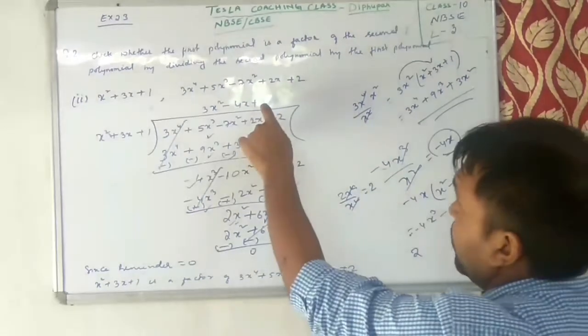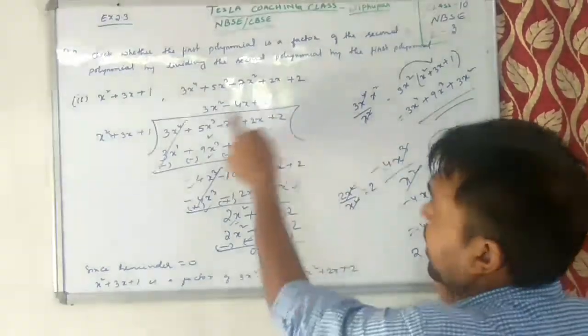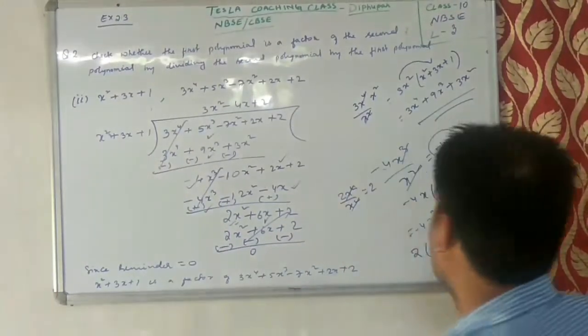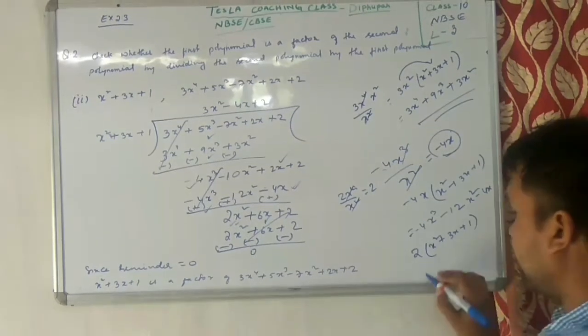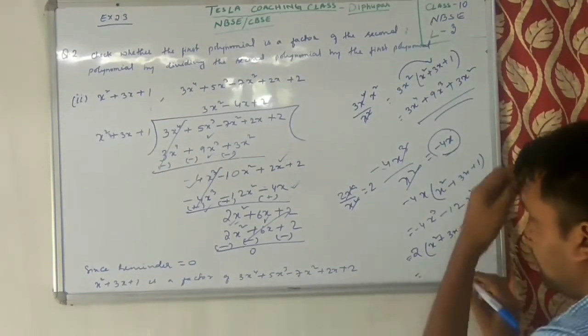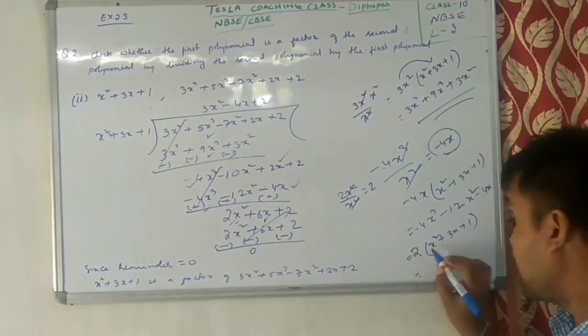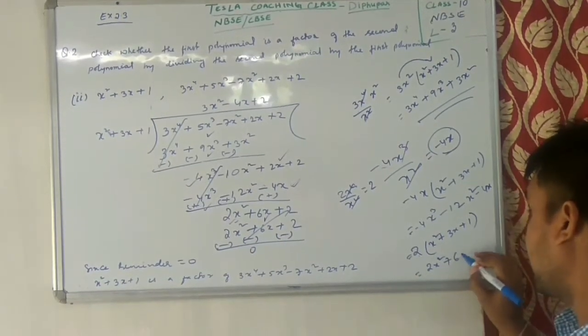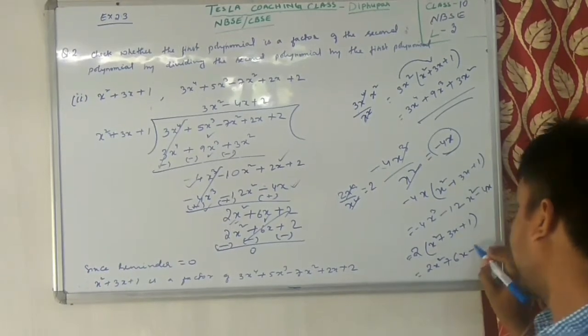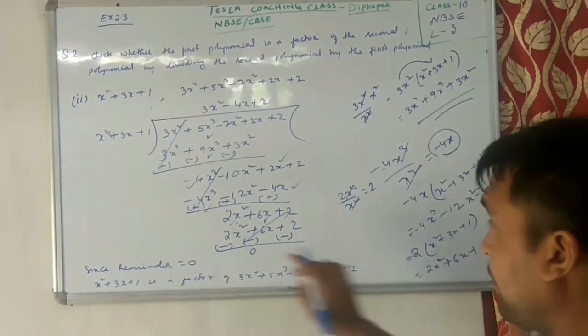With this 2, we will be writing it here. And with this 2, we are going to multiply the entire thing. So here it will be written as x squared plus 3x plus 1. When you multiply this by 2, you get 2 into x squared, 2x squared. 2 into 3, we will get 6x, 2 into 1, so 2. So this one we have written it here.